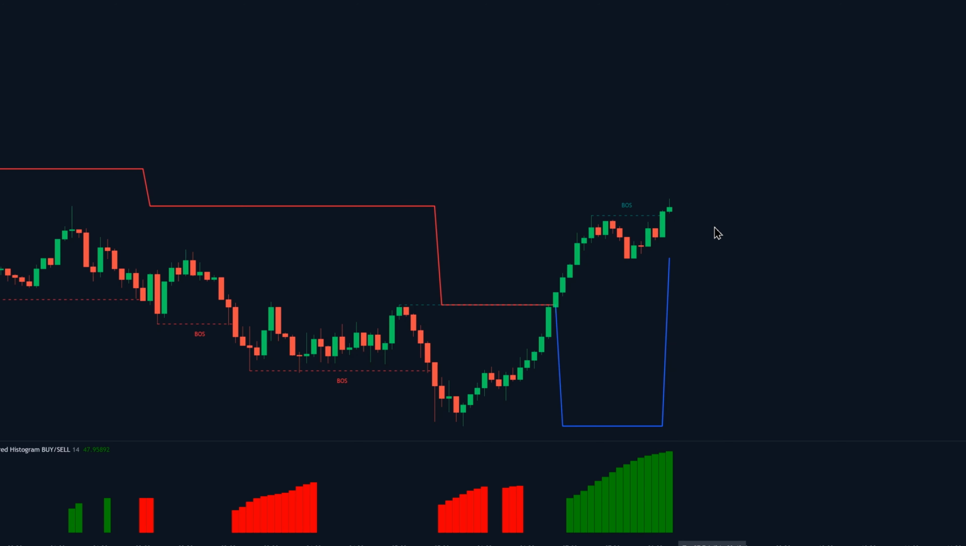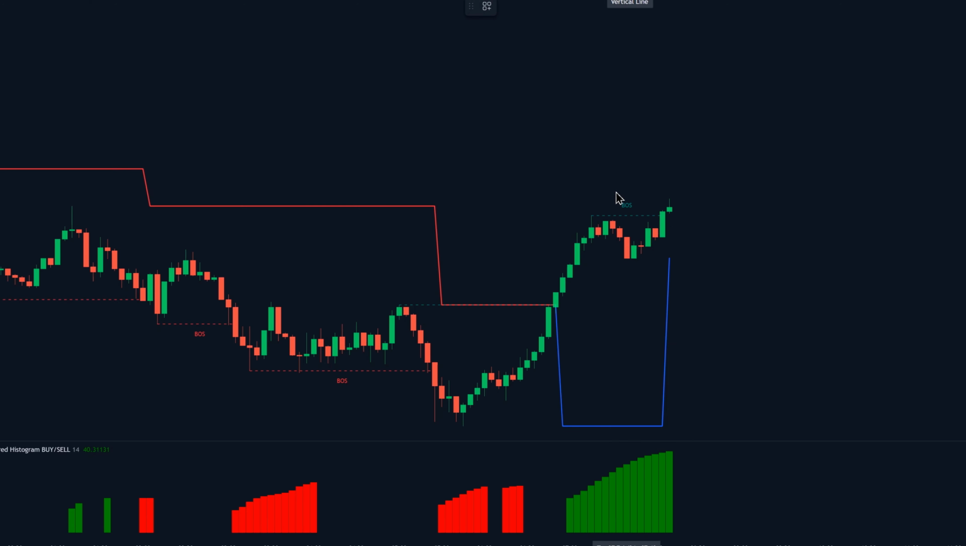Now, the second condition, which is also our last condition, is to confirm that from the origin of this BOS level to the final break and close, the histogram of the ADX and DI was colored green with no gaps in between, like it is right here. This is the origin of the BOS and this is the final break and close.